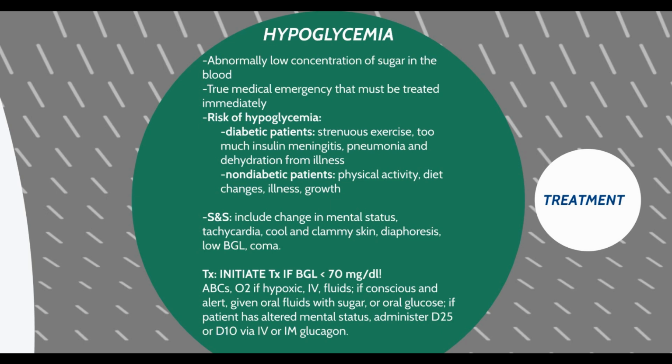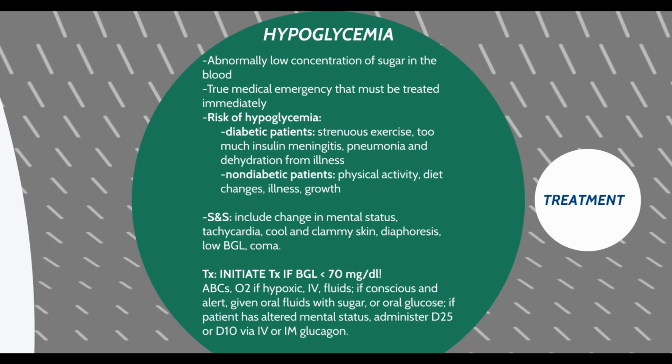Now, treatment. You initiate glucose treatment if the blood glucose level is less than 70 milligrams per deciliter. If they're around 80 or 90, likely they're still alert enough that you can give them some juice, Gatorade, Pedialyte, whatever you have that has some glucose in it that will bring up the blood sugar. If it is below 70 and they are altered enough that they cannot maintain their airway, that is when you administer IV dextrose.